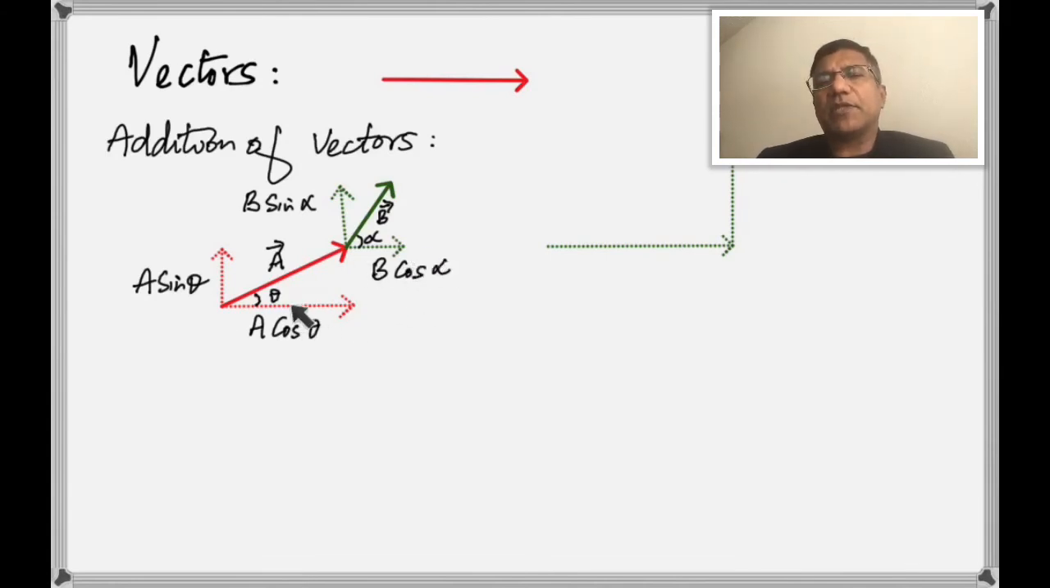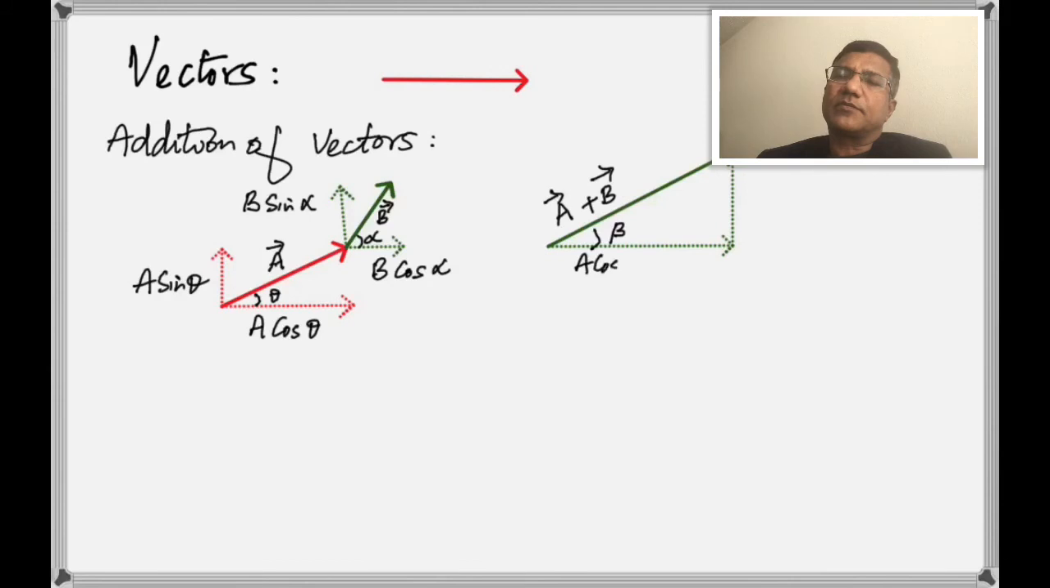Once you get the x components, add the x components together, do the same with the y, add them together. That is what is shown here. So this would be a cos theta plus b cos alpha. And this is a sine theta plus b sine alpha. So the final sum is given by this vector, which is a plus b. So that's a cos theta plus b cos alpha. This is a sine theta plus b sine alpha.